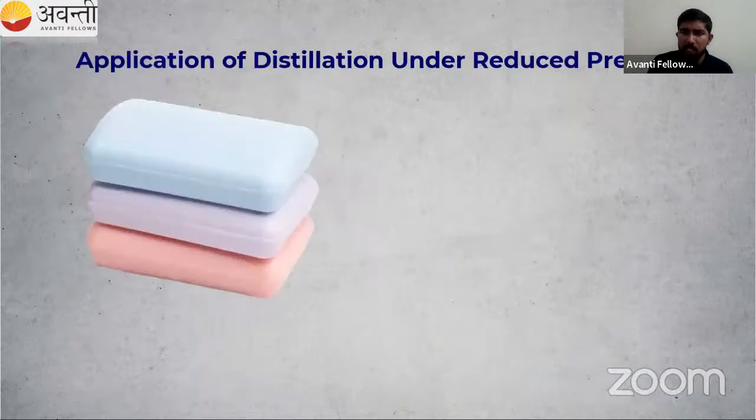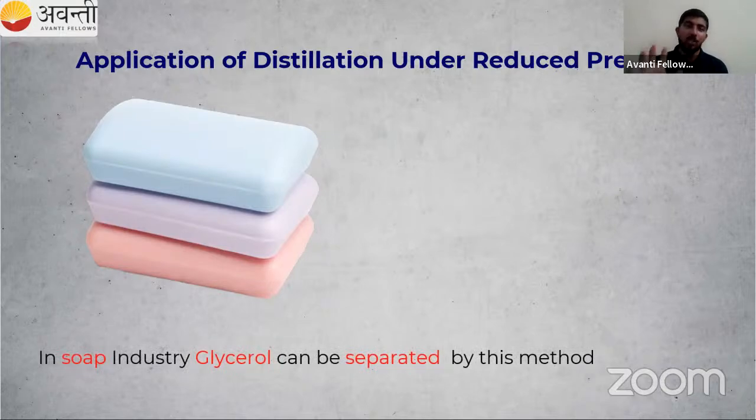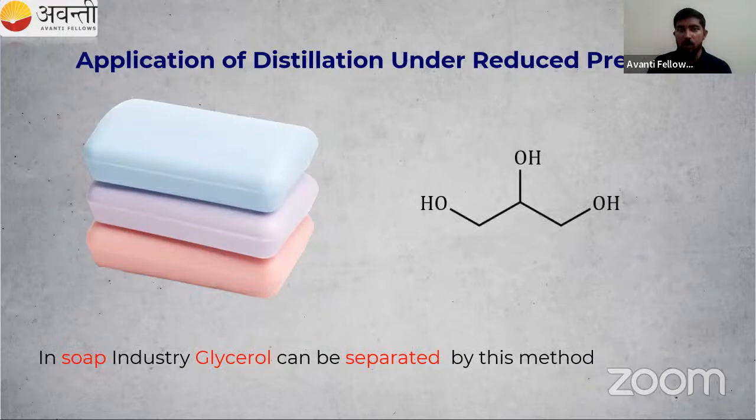So what is the application? There are different kinds of applications. Can you tell me what this image is? I think it is pretty visible to you. Application of distillation under reduced pressure: it is in the soap industry, glycerol. What is the structure of glycerol? This is our glycerol, with three OH groups. Glycerol can be separated by using distillation under reduced pressure, right? So this is an application of distillation under reduced pressure.